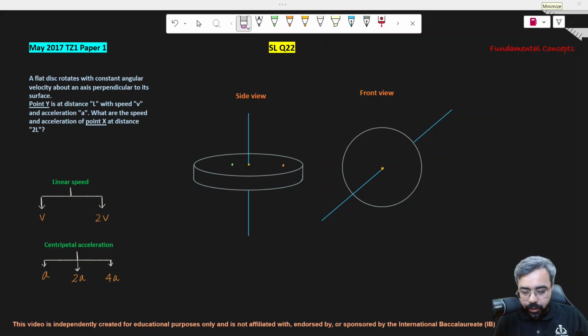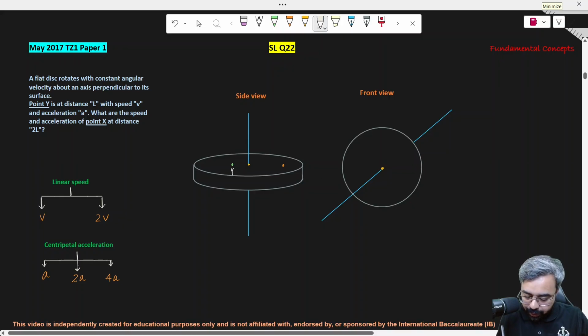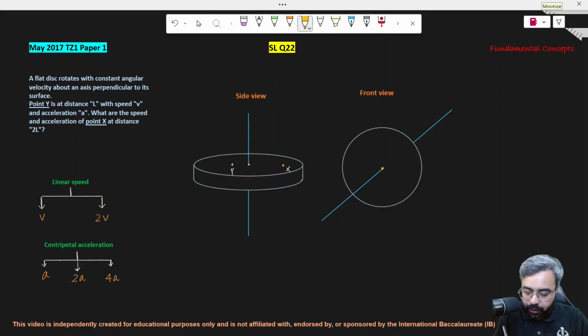What we are looking at in this question is there are two points, the point y and the point x. So this is point y and point x taken on that horizontal disk, which is moving with a constant angular velocity. Means it is not changing.